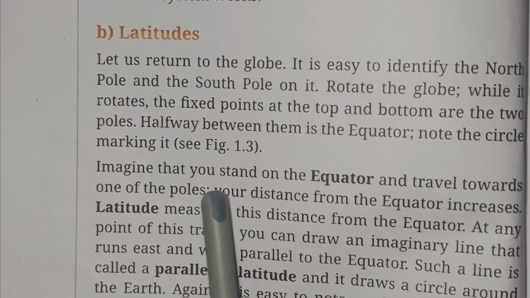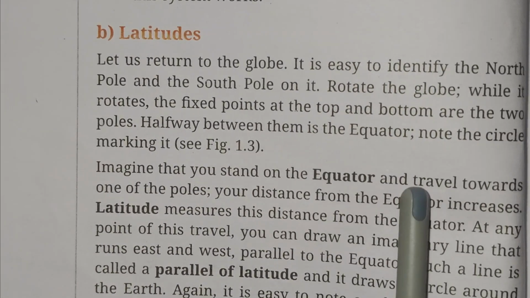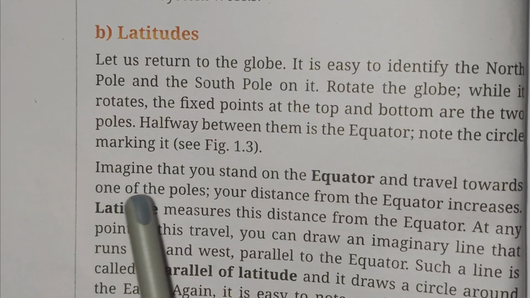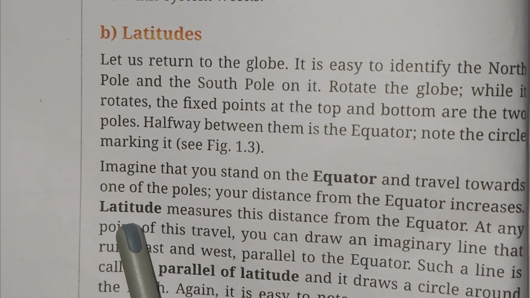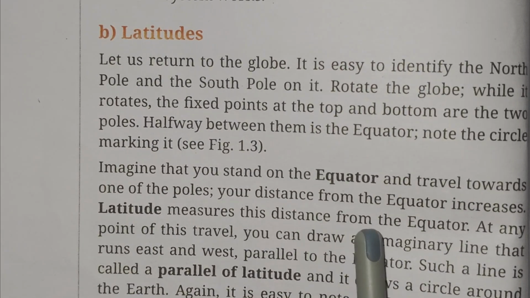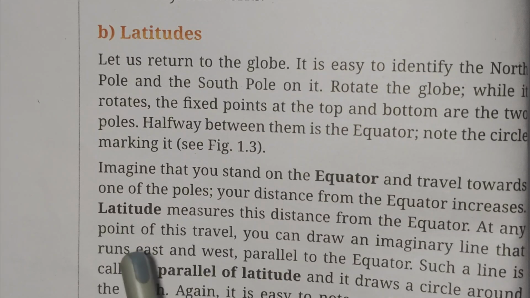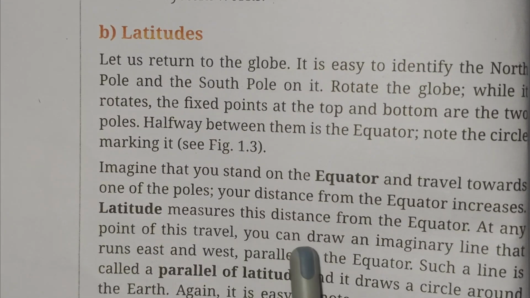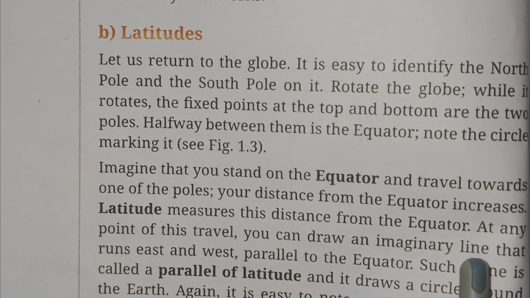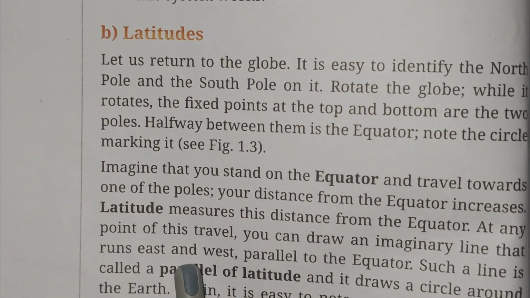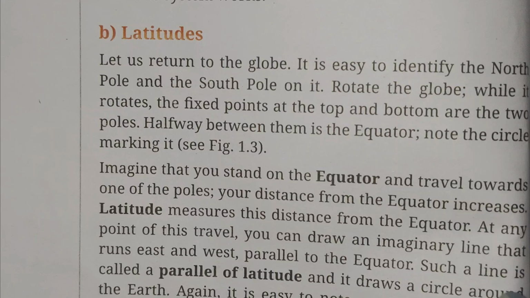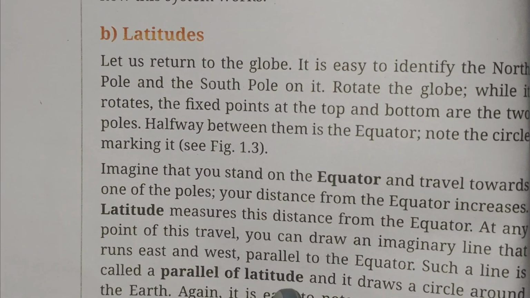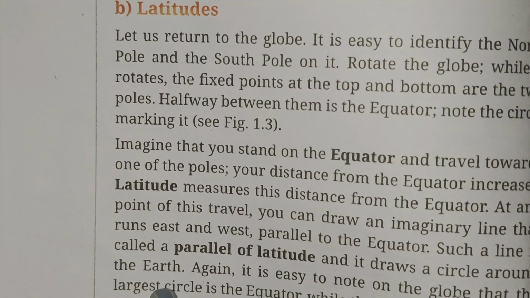Imagine that you stand on the equator and travel towards one of the poles. Your distance from the equator increases. Latitude measures this distance from the equator. At any point of this travel, you can draw an imaginary line that runs east and west, parallel to the equator. Such a line is called a parallel of latitude, and it draws a circle around the earth.